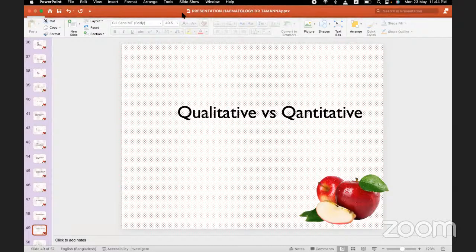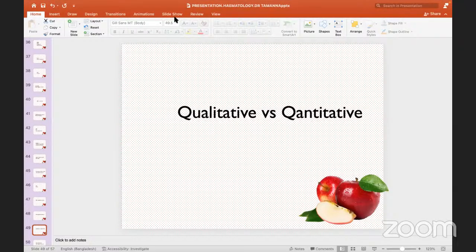Quantitative, everything is good. Membrane is good. Enzyme is good. Everything is good. But the quantity is low. Like beta globin chain is low. Alpha globin chain is low. This is called quantitative anemia.